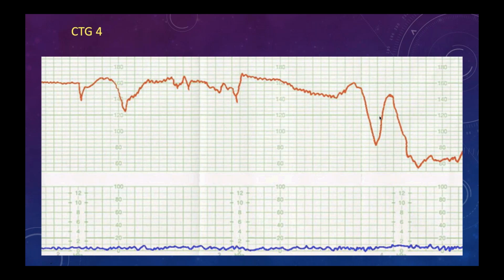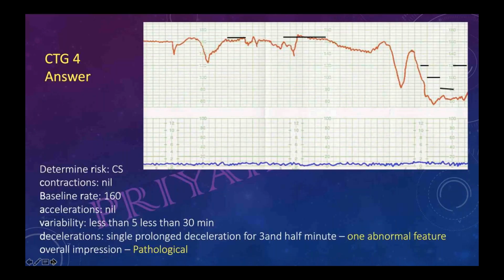And one abnormal feature is there, dipping to around 80, and then even below 60 it's going. So a prolonged deceleration is there. So what will be the categorization? Pathological. Very good.